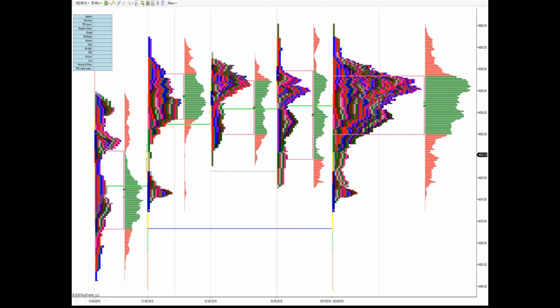So this is basically what the market profile chart looks like. So vertically, this is the week excluding today.